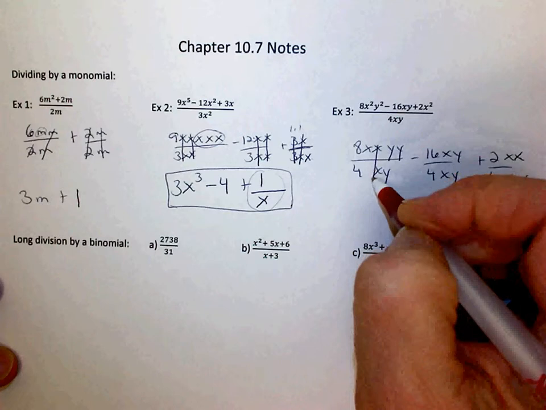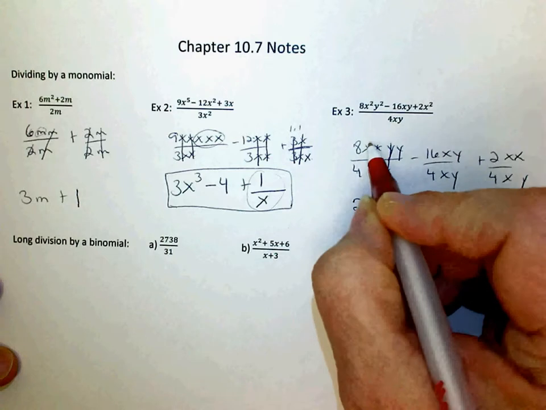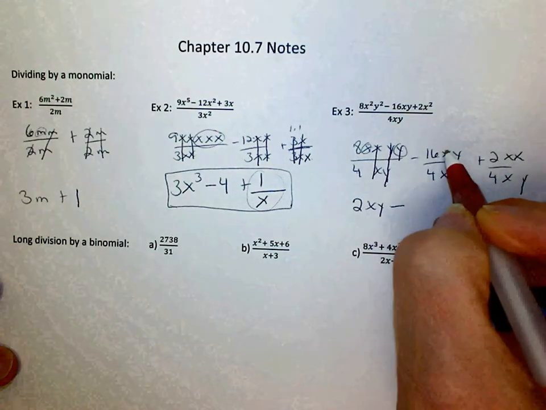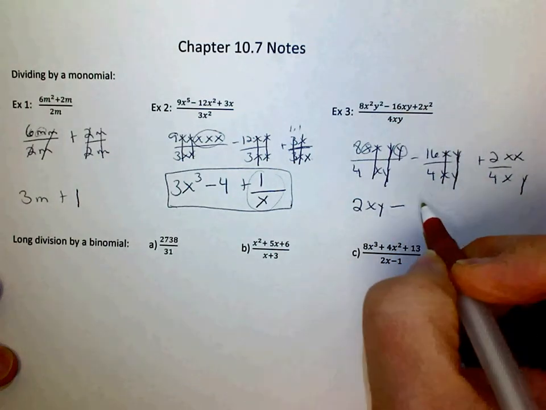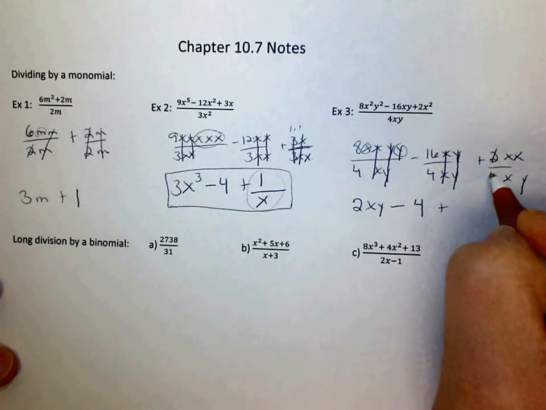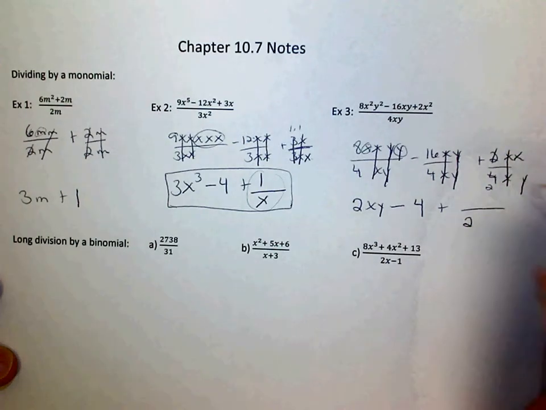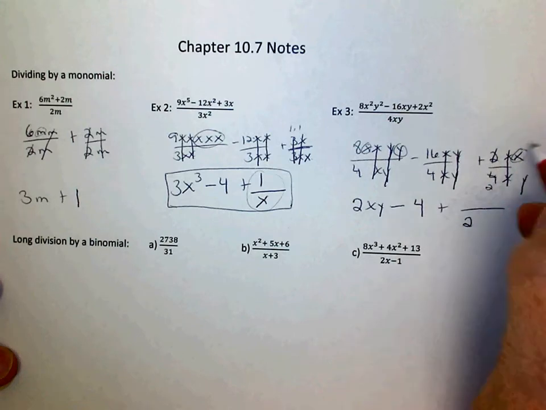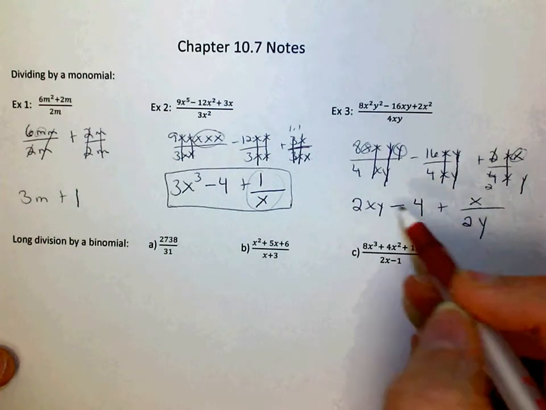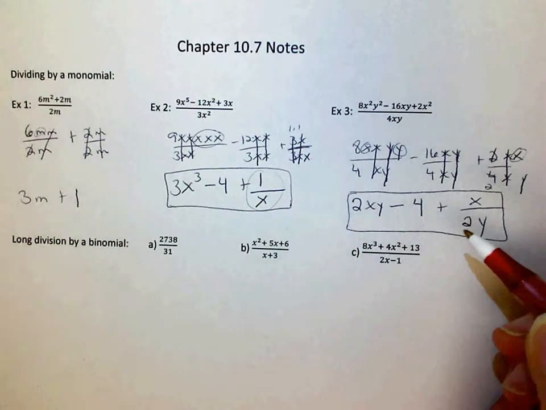Now, x squared, chop chop, y squared, chop chop. 8 divided by 4 is 2. That leaves an x and a y up top. This is minus xy chop chop, chop chop. 16 divided by 4 is 4. Plus, 2 goes into 4 twice, so it's on the bottom here. x divided by x. So it leaves an x up top and a y on the bottom. Again, not hard, it's just understanding what's going on.